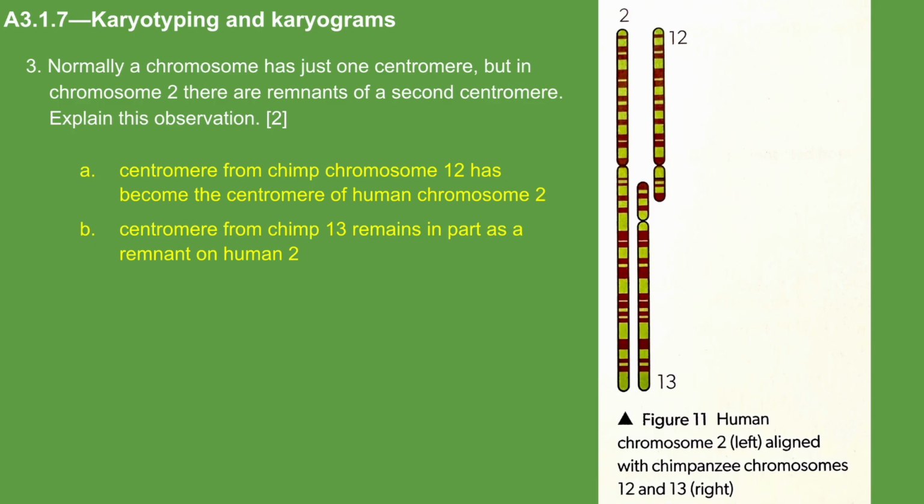Normally, a chromosome has just 1 centromere, but in chromosome 2, there are remains of a second centromere. Explain this observation. And so here we can see a clear centromere, right, which could have been passed down from chromosome 12, but there could be remains right here from what was originally chromosome 13. Now, of course, these are chimpanzees, but we're saying that some common ancestor of both humans and chimpanzees may have had these 2 separate chromosomes that then fused when humans evolved. And so maybe this centromere was left over and there are just some remnants that we could find as additional evidence.